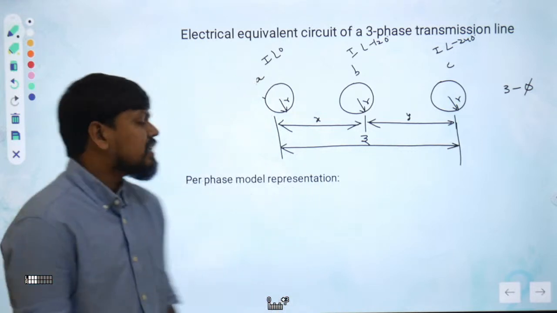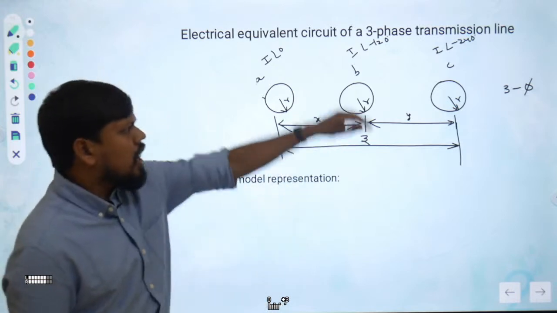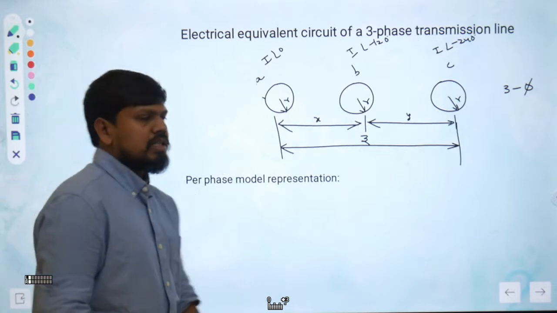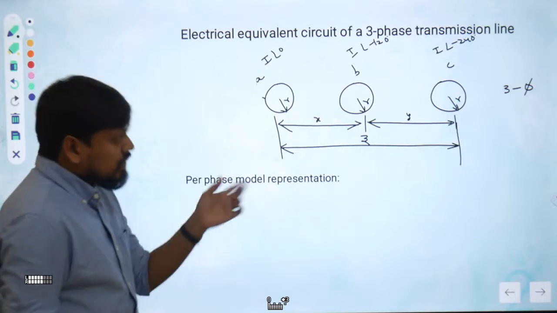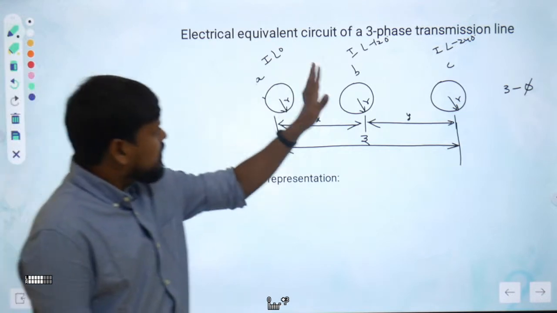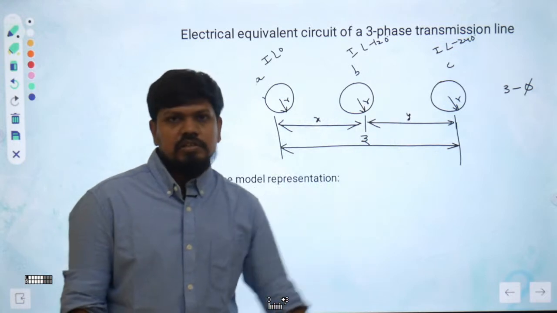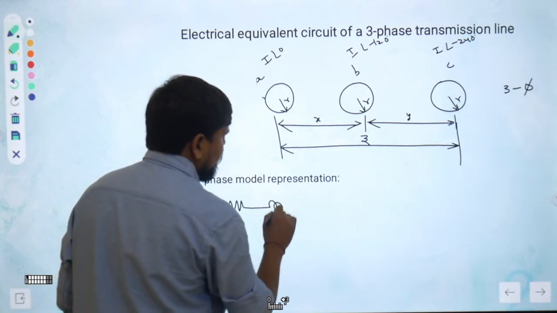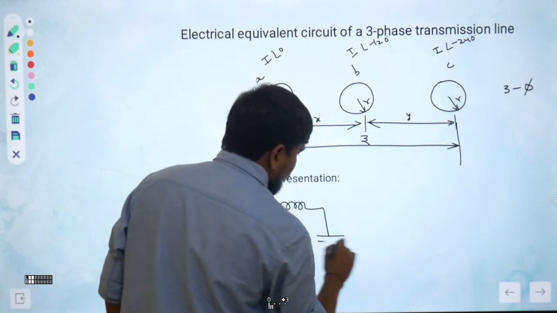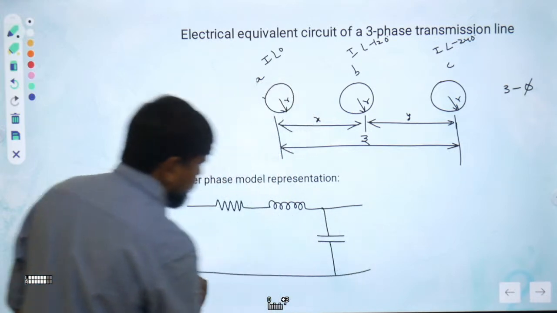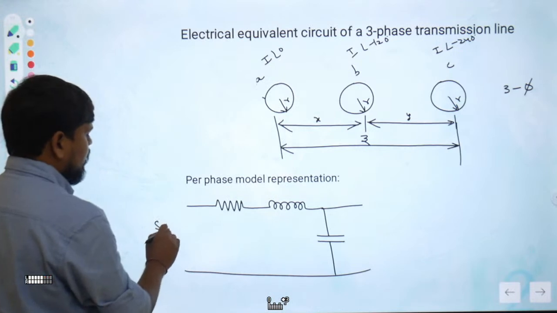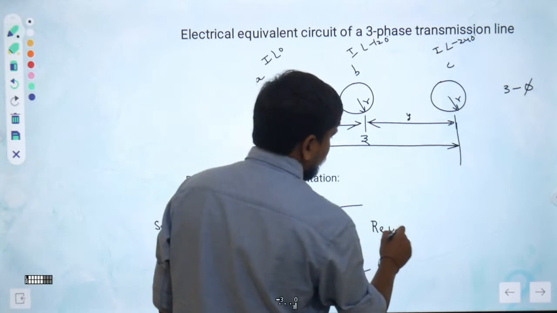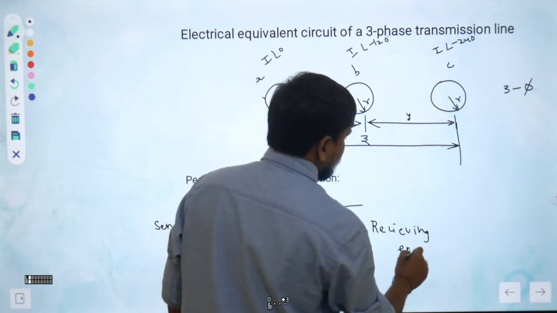Why do that? I will represent it as a per phase model. That means for all three phases, I will represent a single phase model. What does this per phase model mean? It will be valid for A phase, B phase, and C phase also. For every transmission line, there will be some resistance, some inductance, and some capacitance, from the sending end to the receiving end. This is the sending end, and this is the receiving end. Understood, right?